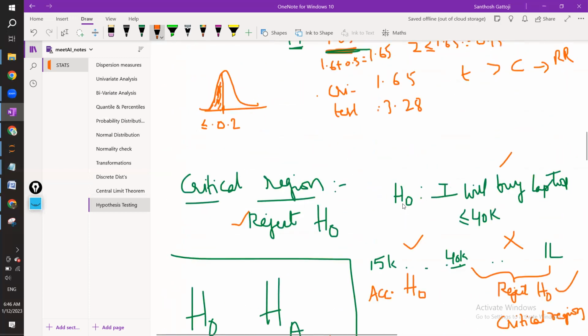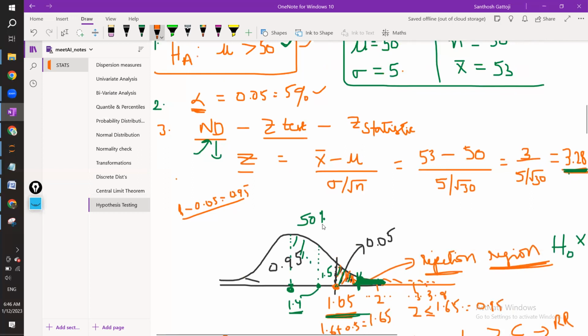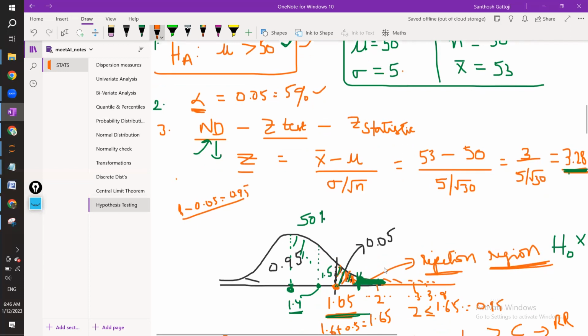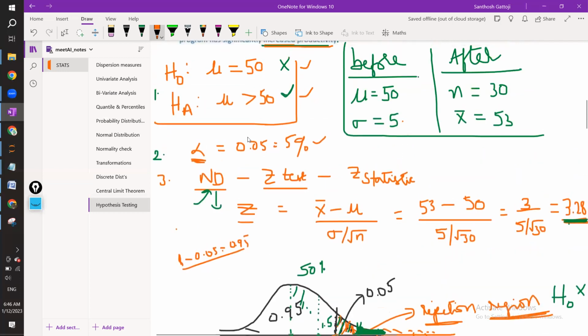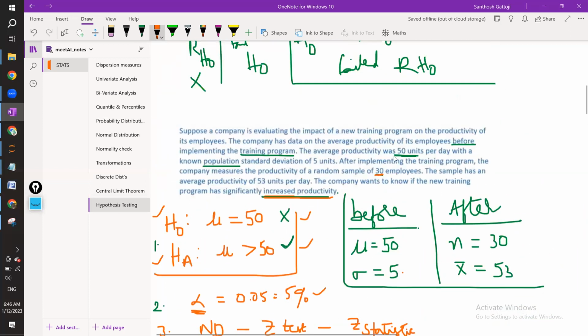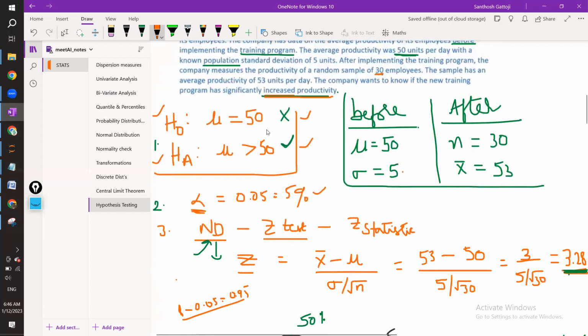Where have we seen it? Here, the null hypothesis is 50, the alternate is something else. You have rejected the null hypothesis. But that does not mean the null hypothesis is false. Don't get confused. Here you have formulated the null hypothesis, and you have formulated the alternate hypothesis. Whatever this guy is saying, the average productivity is 50 units per day of the population, you consider that.